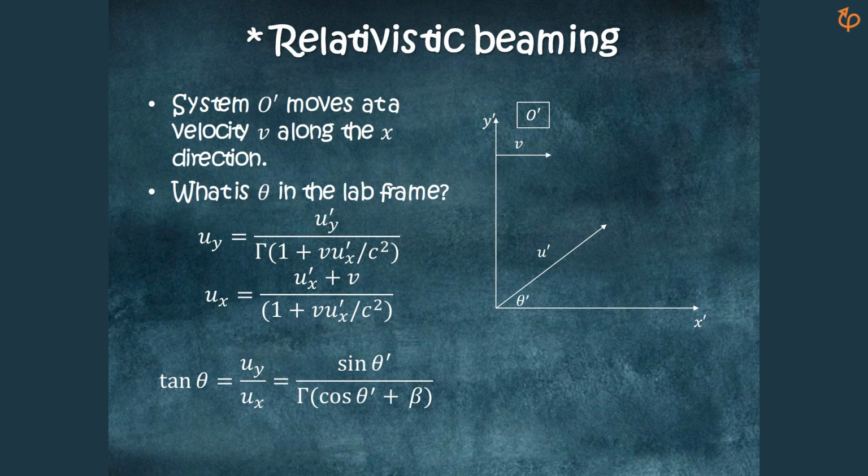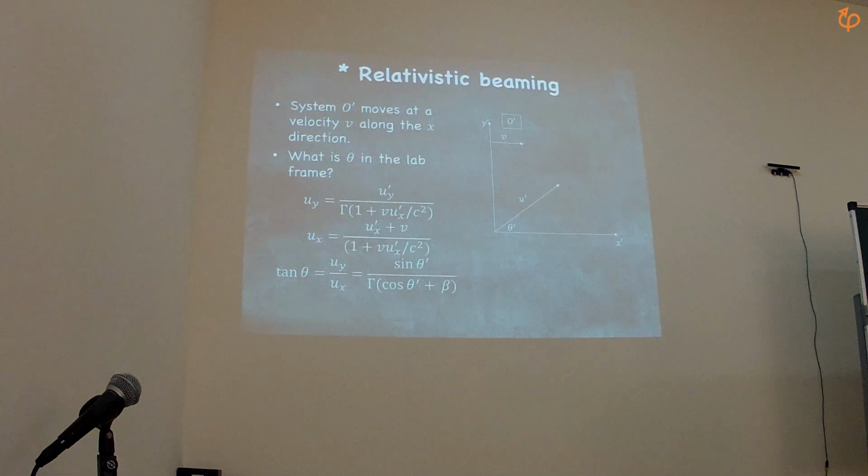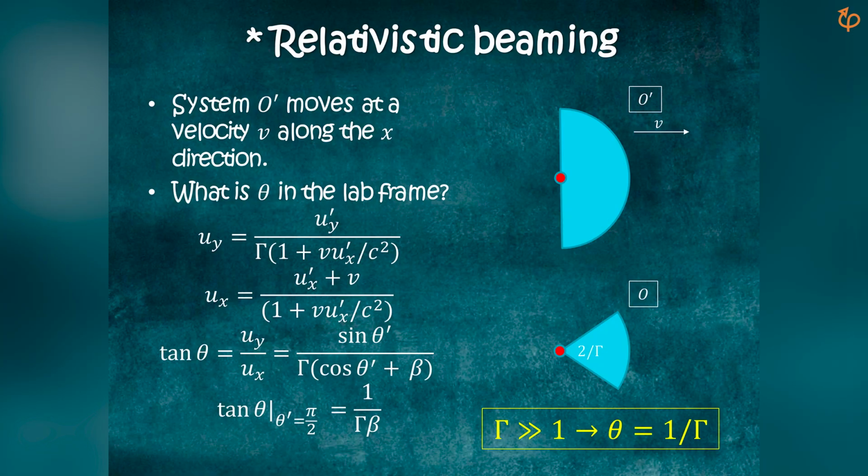And now I can do another simplification. Let's assume that within the moving frame, I'm shooting the photon exactly perpendicular. The angle between the direction where I move and the direction of the photon is 90 degrees. So let's assume that theta tag is equal to 90 degrees. When theta tag is equal to 90 degrees, this becomes 1, this becomes 0, and what I get is that tangent theta is equal to 1 over gamma beta.